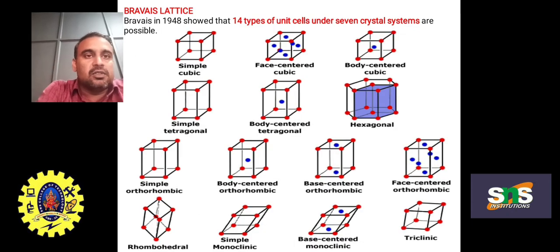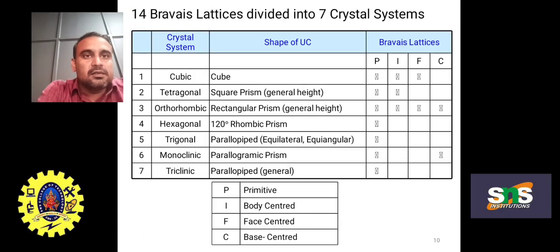The next diagram shows the 14 possible types in 7 systems. So in the cubic only 3, then the tetragonal 2, hexagonal 1, then orthorhombic 4, then rhombohedral, monoclinic, and triclinic. Finally, the triclinic system shows the last diagram. So this is divided by 7 systems. Then P equal to primitive and I equal to body centered, and FCC, F equal to face centered.